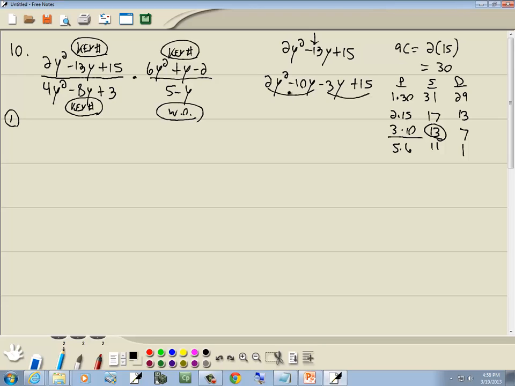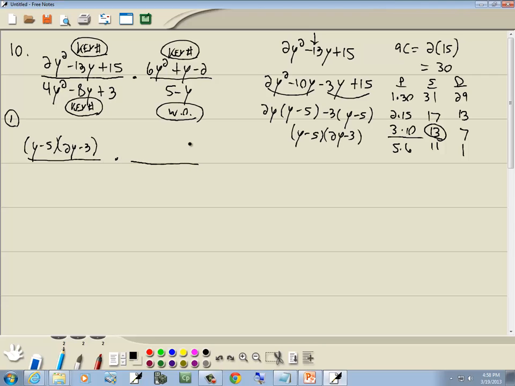Factor by grouping. The first two terms have a 2y in common, and that gives us y minus 5. The second group has a negative 3 in common, and that gives us y minus 5. So now we have y minus 5 times 2y minus 3. So this becomes y minus 5 and 2y minus 3. Wrong order, I'll go ahead and rearrange that. That's negative y plus 5.